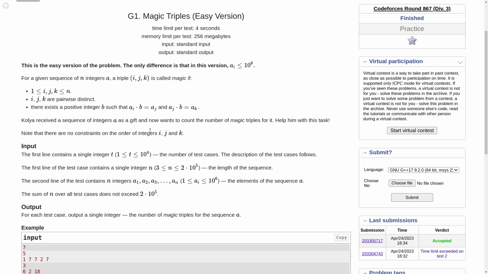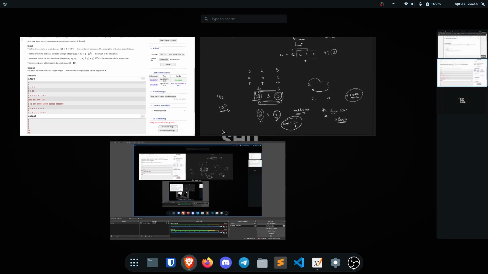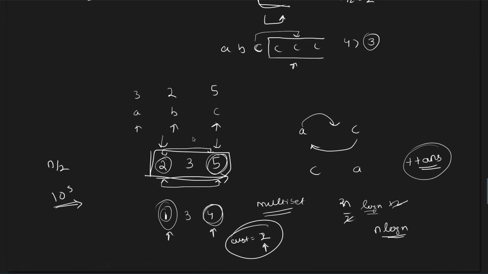What we essentially have to do is, if we take the first element as ai and multiply it by b, it should be equal to aj, and if we multiply aj by b, it should be equal to ak. So we have to find the number of triplets i, j and k such that this condition is satisfied. Let me show you an example of what is happening here. If you have three elements a1, a2 and a3, then a2 is obtained by multiplying a1 by b, and a3 is obtained by multiplying a2 by b.